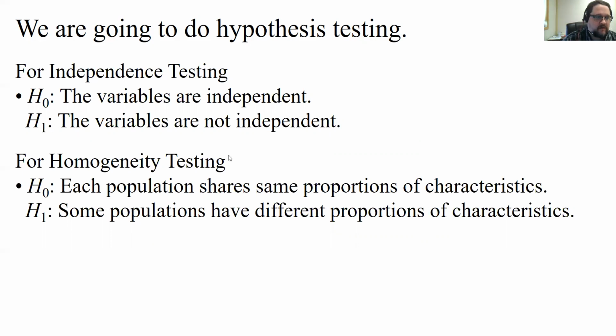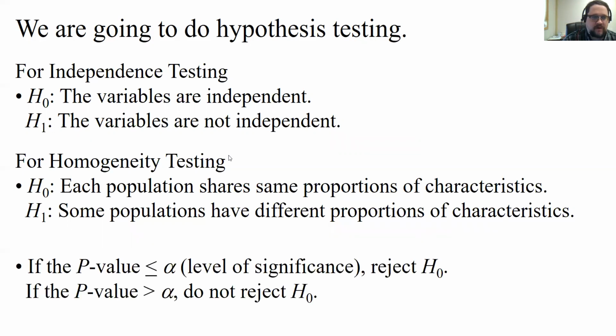And then we're going to use the same measure we used to decide whether to reject or not. If the p-value is less than or equal to the level of significance we're given, we're going to reject. If it's greater than that, we're not going to reject. And again, the p-value is going to be the area under that curve to the right.